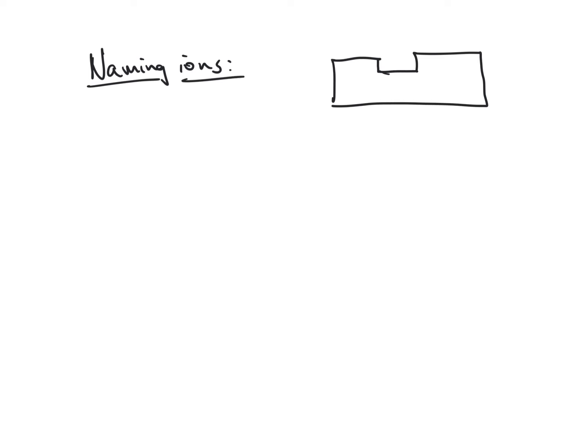If we look at the periodic table, I'm just going to draw a quick picture of it. Just as a reminder, everything to the left over here is going to be a metal, and everything to the right of the stair-step line is a non-metal. We need to keep that in mind when we're naming ions.